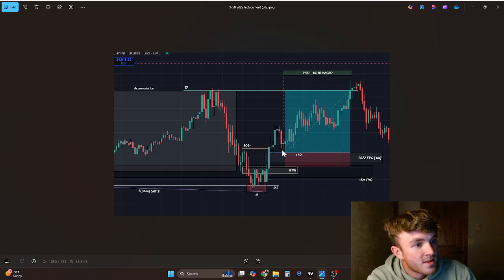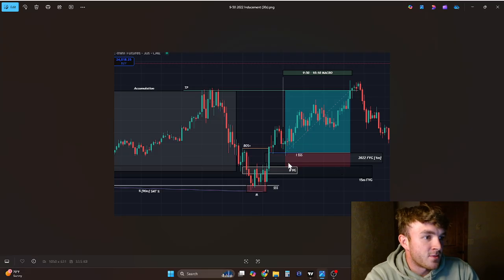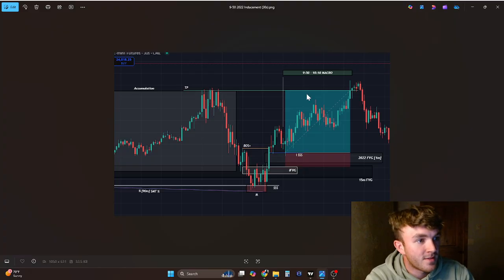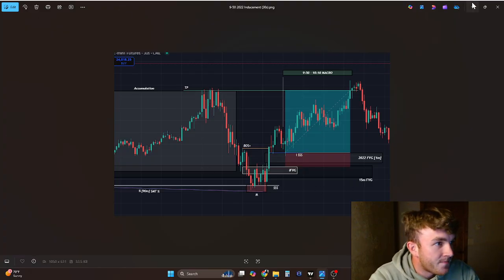So inducement, 30-second 2022 gap. Once again, liquidity sweep, break of structure, retrace to a fair value gap, and then we have a consolidation above, and then we expand up there.